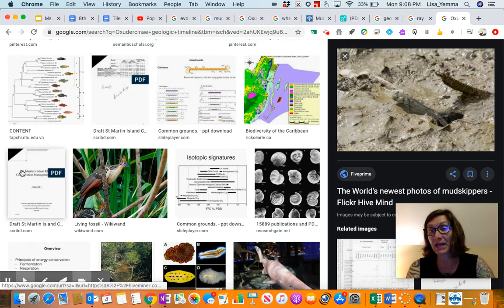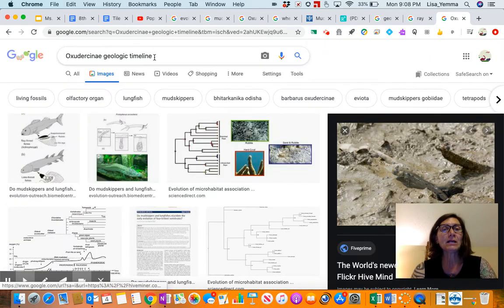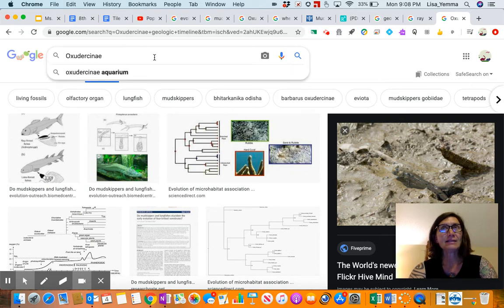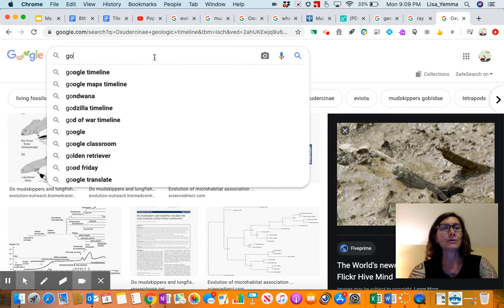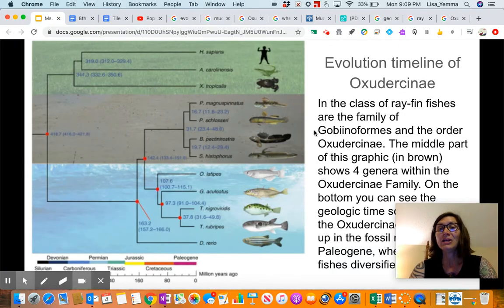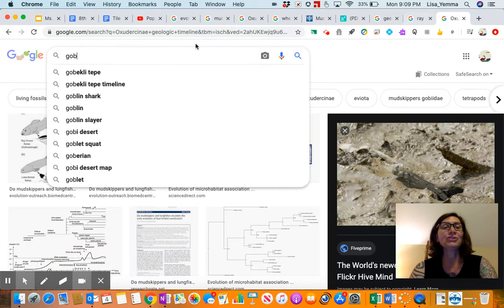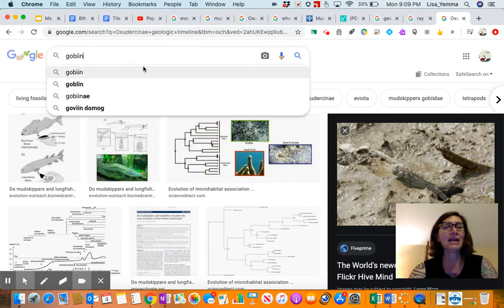So I still am not having luck finding that diagram. And I think I did that. Or did I do Gobiiformes? How come I can't spell it? Isn't that crazy that I can't spell my own thing that I'm studying? I know it is.